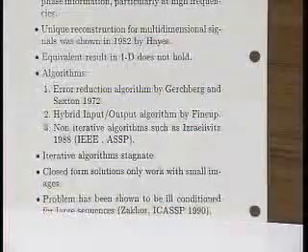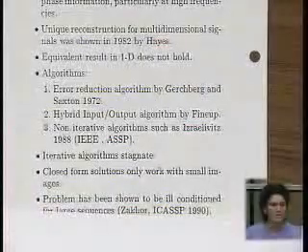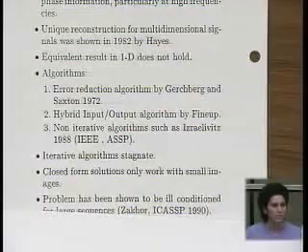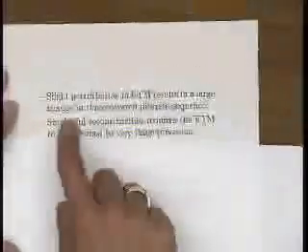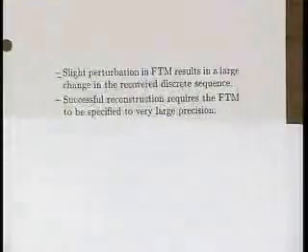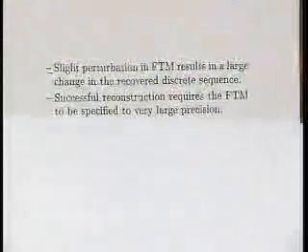How many of you have heard of this word? 1, 2. Okay. And what that means is that if you perturb the Fourier transform magnitude just a little bit, that results in a very large change in the recovered discrete time sequence. That's kind of what ill-conditionedness means.